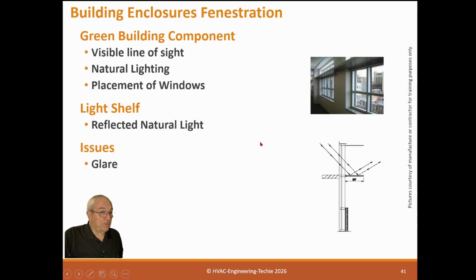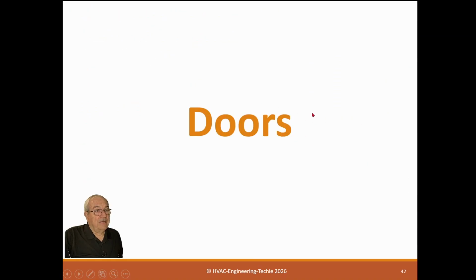The issues are glare. Glare is a problem. You've got to protect yourself from glare, and privacy, so you want to make sure you have that. But these are all things that the architect should have been involved in, and you as a commissioner or as a constructor, I just need you to understand what they are.